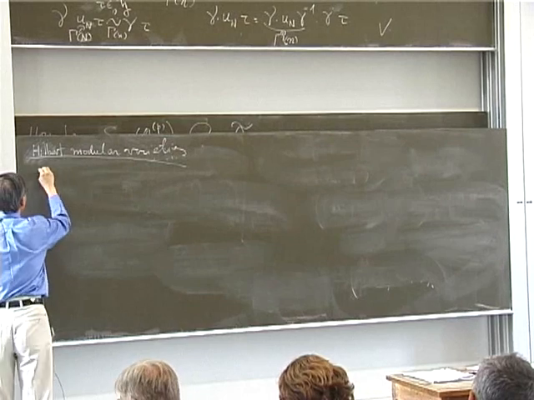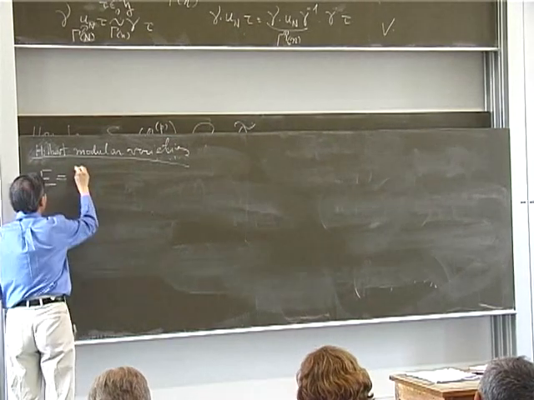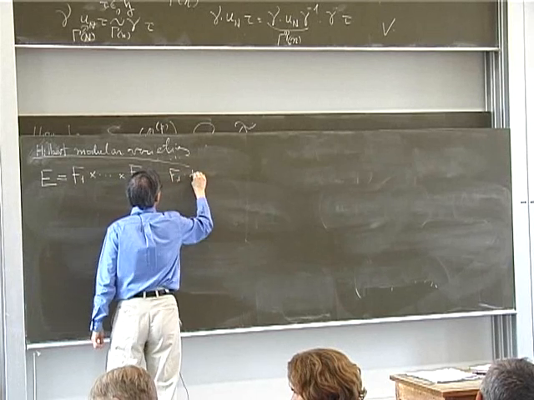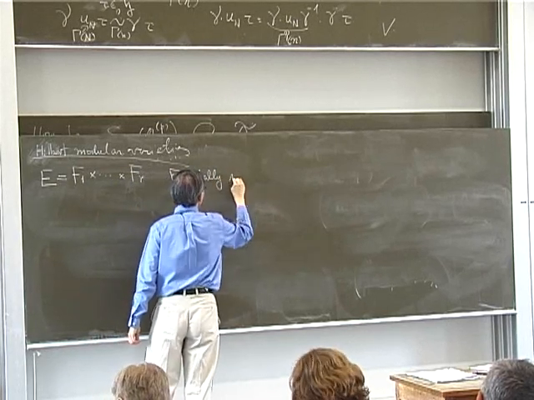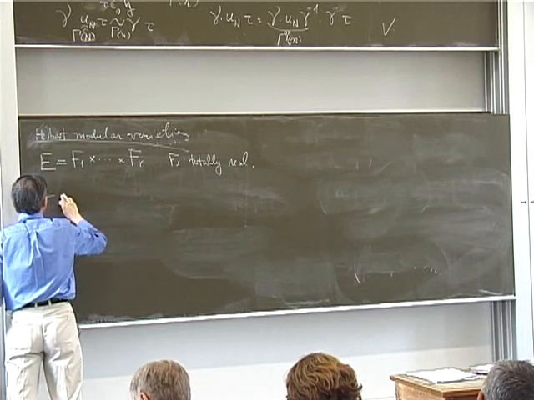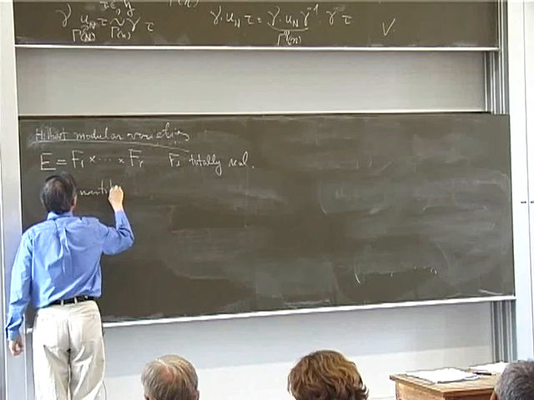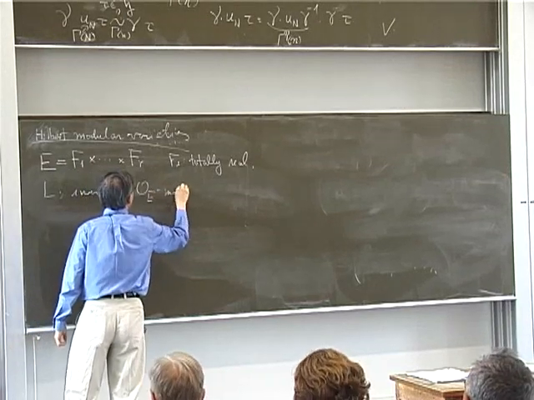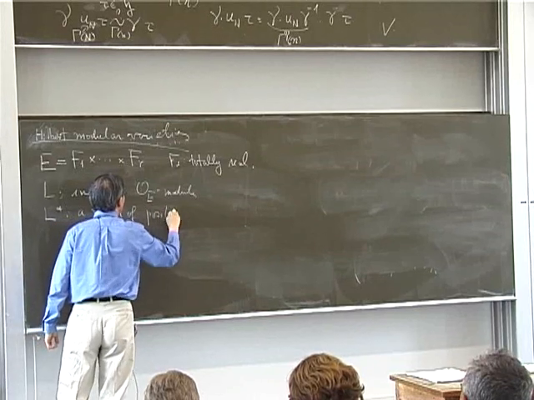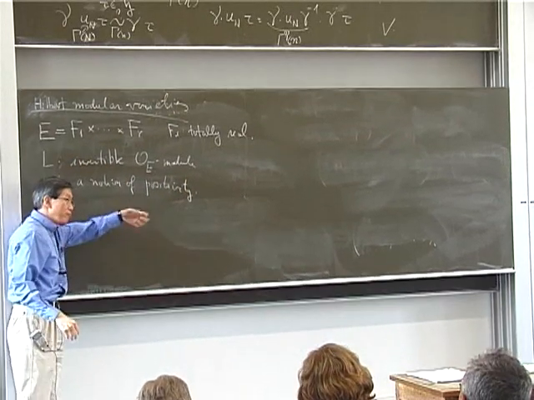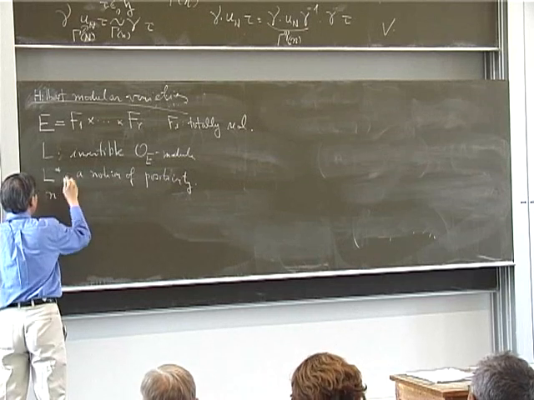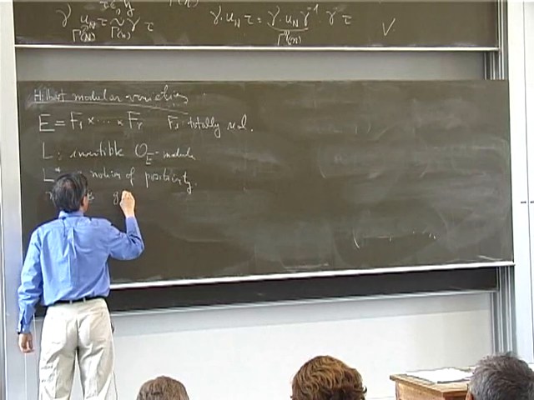In general, because of later purposes, I need to take a product. So the F_i are totally real. These are in the notes. Then I take L, an invertible O_E-module, and L^+, a notion of positivity. This makes sense because of the totally real assumption. And then N is greater than or equal to 3, prime to p.